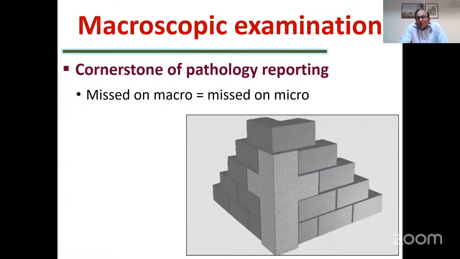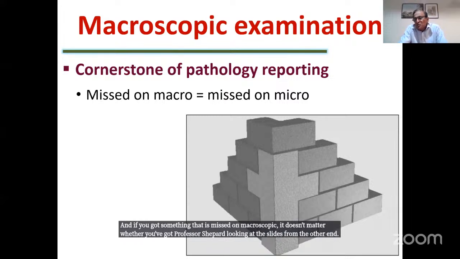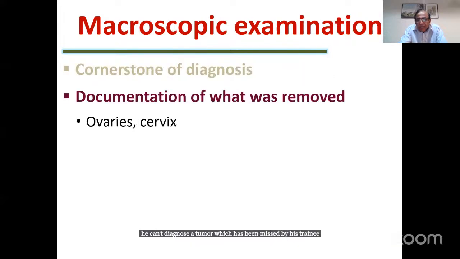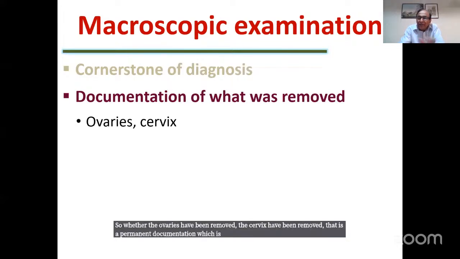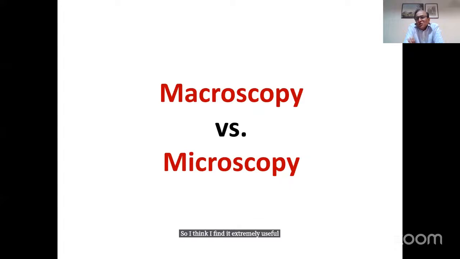So let's talk about macroscopy. We all know that it is a cornerstone of pathology reporting. If something is missed on macroscopy, it doesn't matter whether you've got Professor Shepard looking at the slides from the other end. He can't diagnose a tumor which has been missed by his trainee on the cut-up bench. It also provides documentation of what was removed. So whether the ovaries or the cervix have been removed, that is a permanent documentation provided by the macroscopy, even if the sections have not been taken. I find it extremely useful to compare macroscopy and microscopy.